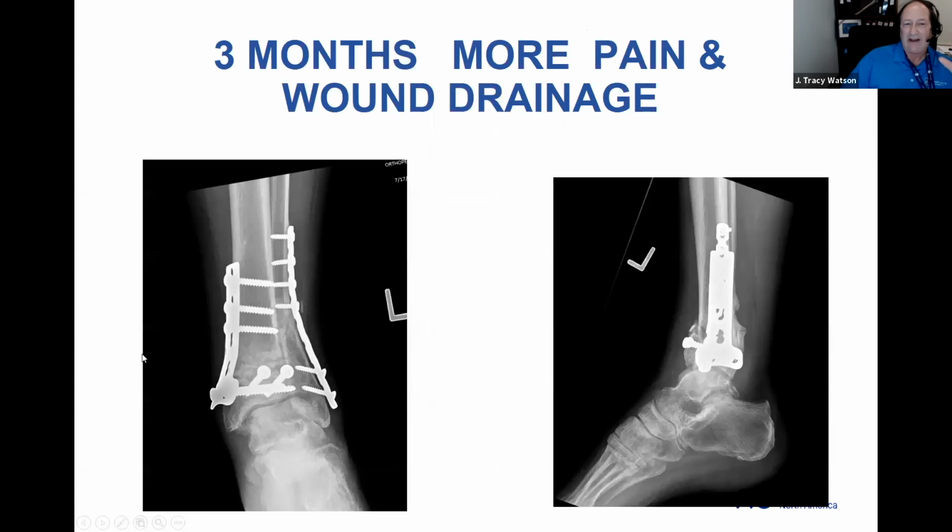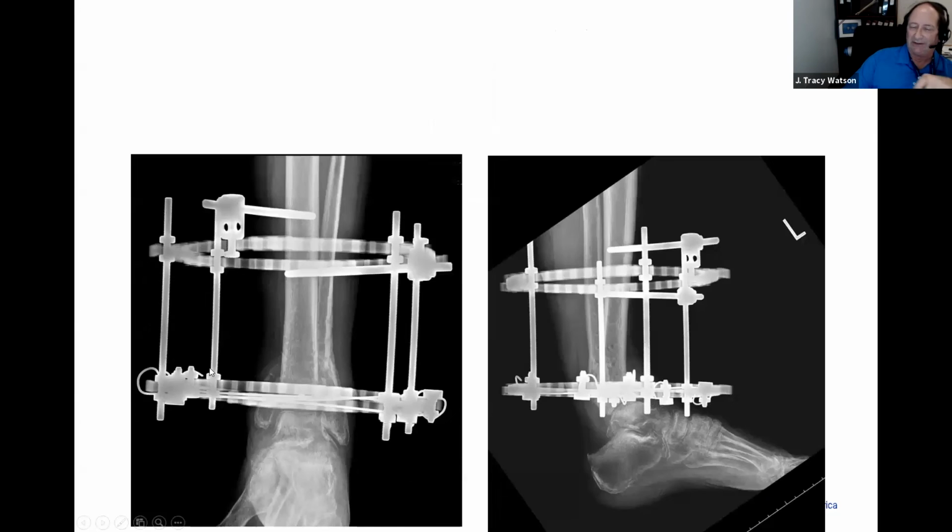So that's another option that you can do. This is a patient that was sent to me. He had 2 previous plates. Actually, this is before he was sent to me, sent to another outside surgeon with this draining wound. They put an Ilizarov on. And this is probably how not to do an Ilizarov.